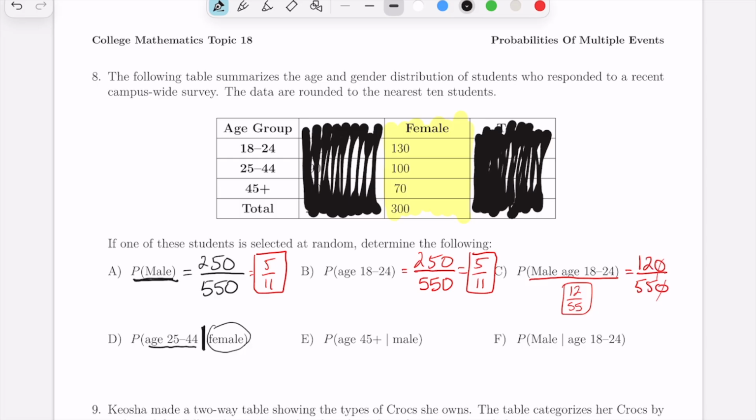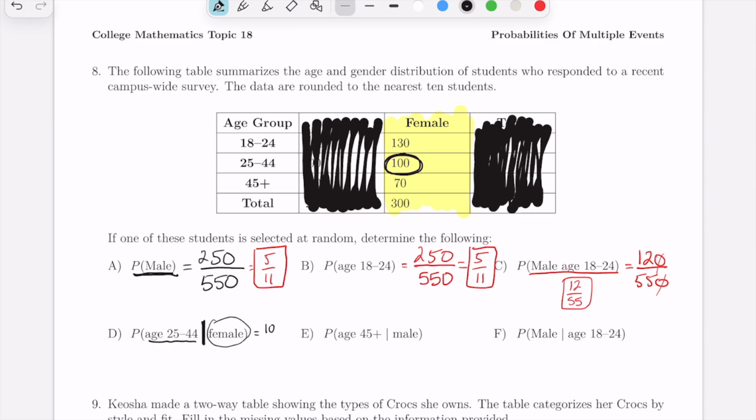I'm going to say aged 25 to 44. That would be right in here. That's 100. So I know that 100 is my top number. The mistake that a lot of people make is they try to put 550 down on the bottom. But 550 is covered up. I can't use it. I'm not allowed to use it. It's already covered up this way. So it's actually 100 out of 300. That's because when it said given females, I'm only looking at these 300 females. So what's the probability that someone was 25 to 44? 100 out of 300, or 1/3.